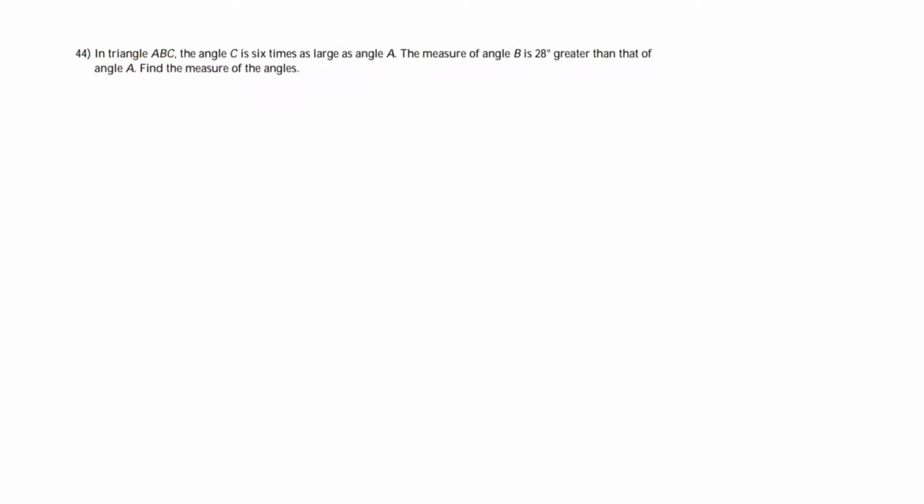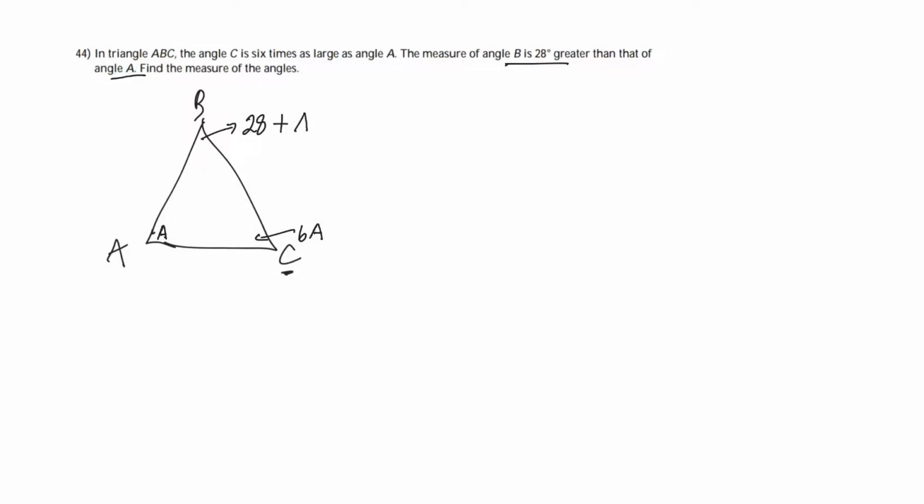Another one. Triangle ABC. Oh, okay. Let me draw this triangle. A, B, C. So they say angle C is 6 times as large as angle A. So if angle A is, say, A, then C is 6 times as big as that. So it'd be 6A. And then measure angle B is 28 greater than A. So this angle is 28 degrees bigger than A.